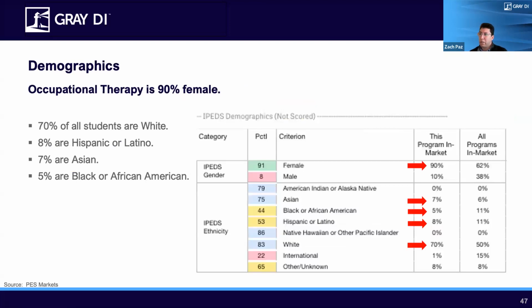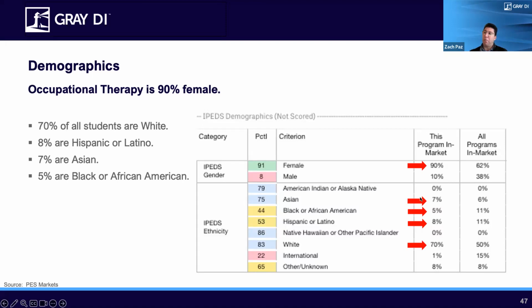And then we also pull in the demographics so you can understand from the IPEDS completions definition of demographics for gender. 90% of the graduates in this program are female. And then we can see the ethnicity or demographics, and we can see 70% are white. So this is an area where it's heavily white female.